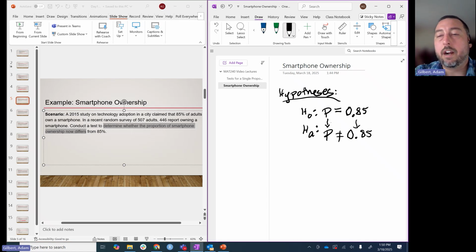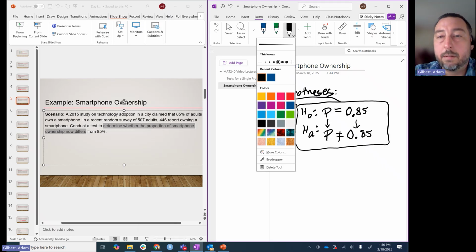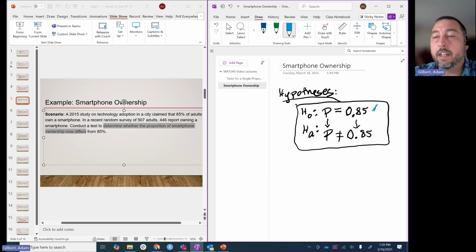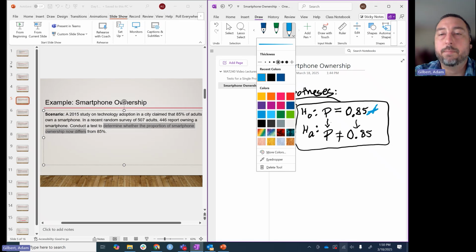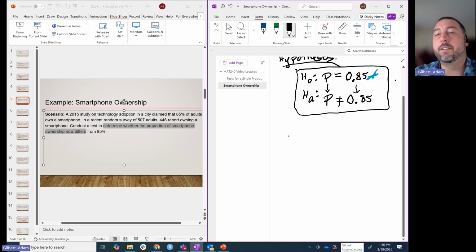And so now we've got our hypotheses. There they are. We're going to start by assuming the null hypothesis is true. So we're assuming that the current state of affairs is 85% of adults own smartphones for all of the work that we're about to do. I'm going to scroll a little bit here just so we have some more room.